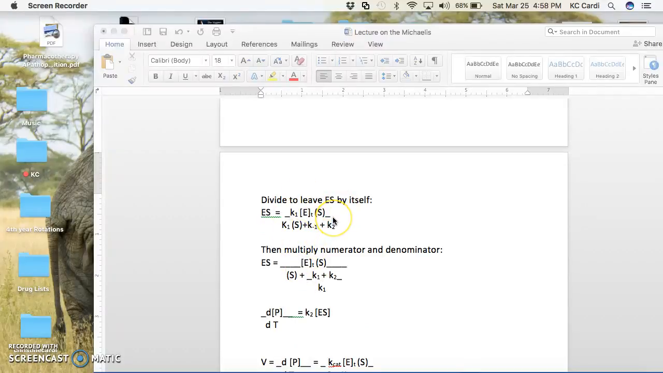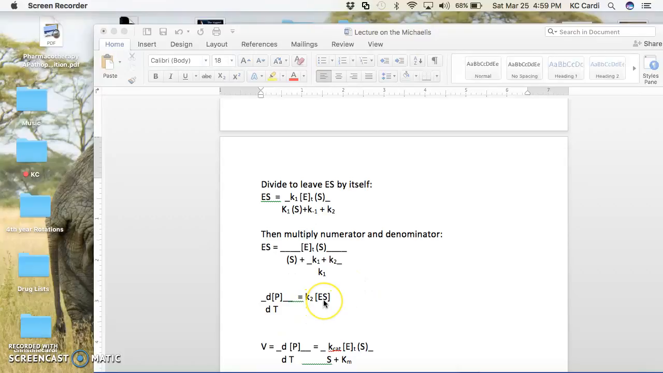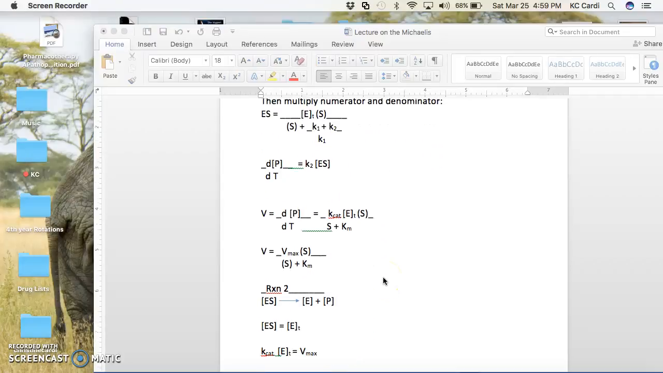Now, then we multiply the numerator and the denominator by 1 over K1 divided by 1 over K negative 1, and we're able to get this equation. Now, the instantaneous rate of change for a product P is a function of the reactants, and now there's only one reaction for K2, which is ES. And the wonderful part about this is that we already have an equation for ES, so you're able to solve that. So moving along, we're going to talk about velocity, or the reaction rate of an equation, and that's down here.